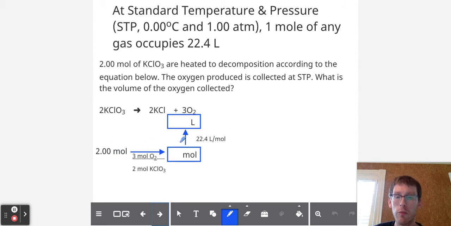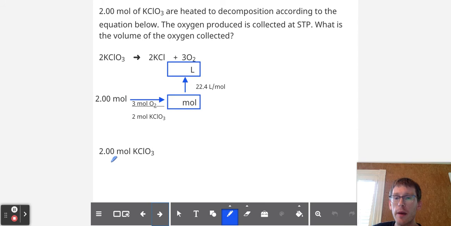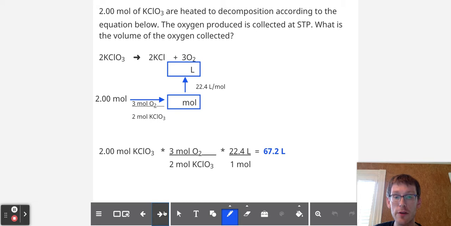So we'll finish setting this up. I know that I'm going to use my mole ratio of 3 O2 to 2 KClO3 to get to moles of O2. And then I just use the molar volume to get to liters of O2. Setting this up, we have 2 moles of KClO3 times that mole ratio of 3 to 2 times the molar volume, which gives us 67.2 liters of oxygen produced.